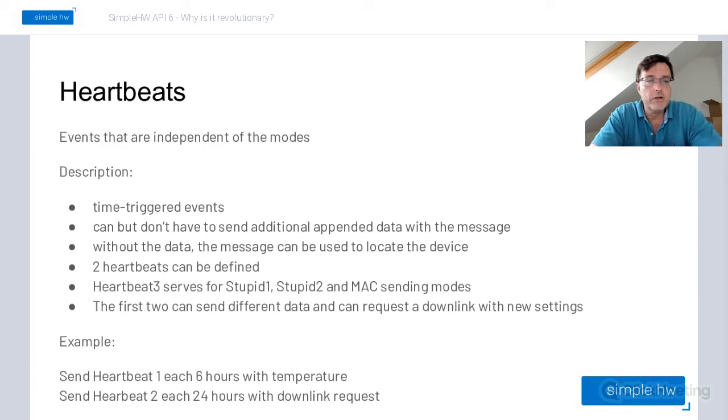And then we have also a third heartbeat, heartbeat 3, which serves for setting the timing for the stupid mode 1, stupid mode 2, and max sending modes, for the location things. So heartbeats are very universal. You can achieve a lot of use cases just using the heartbeat, and they can run at the same time. So for instance, you can have a heartbeat one set each 6 hours with temperature, and then you have a downlink request each 24 hours with a downlink. So this is pretty flexible.